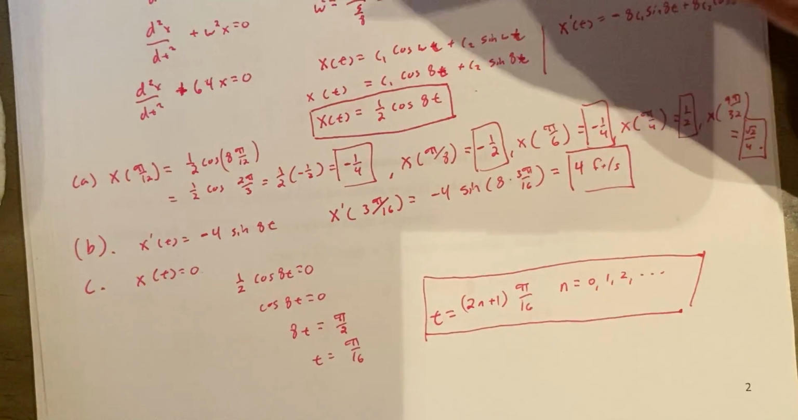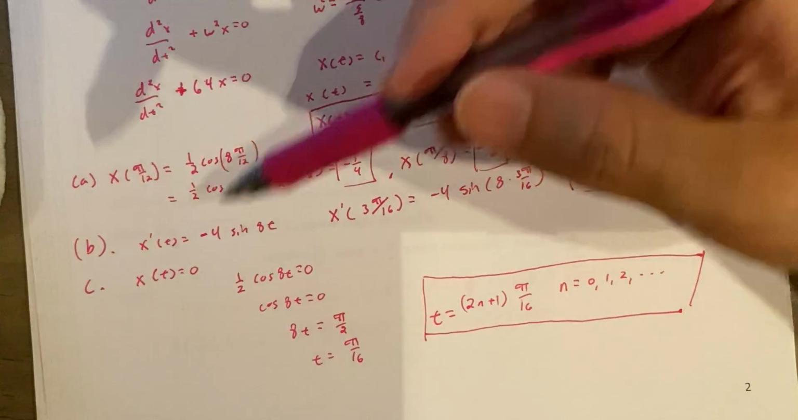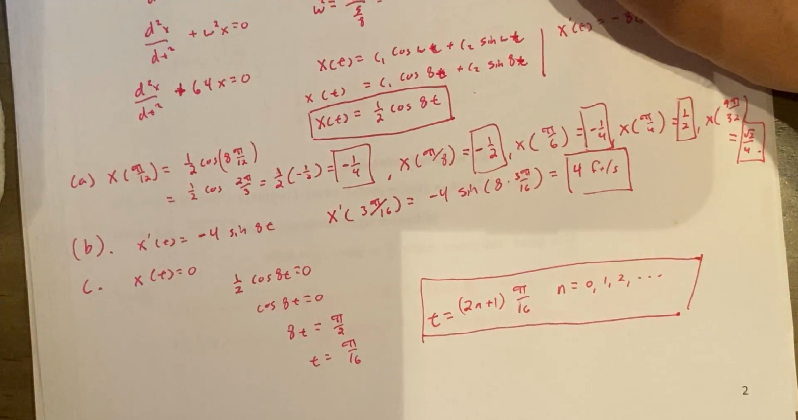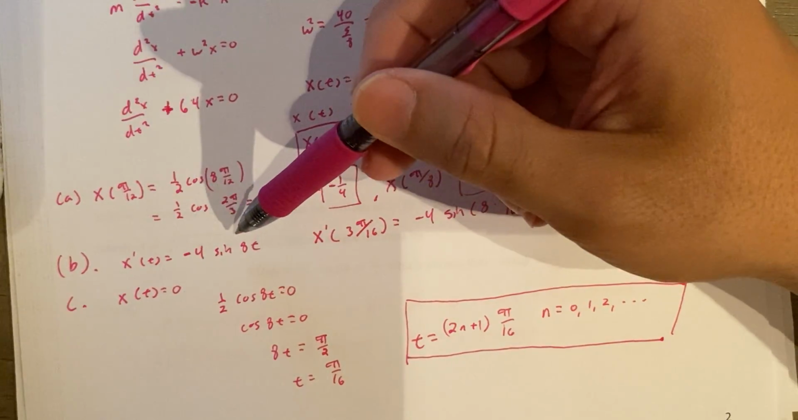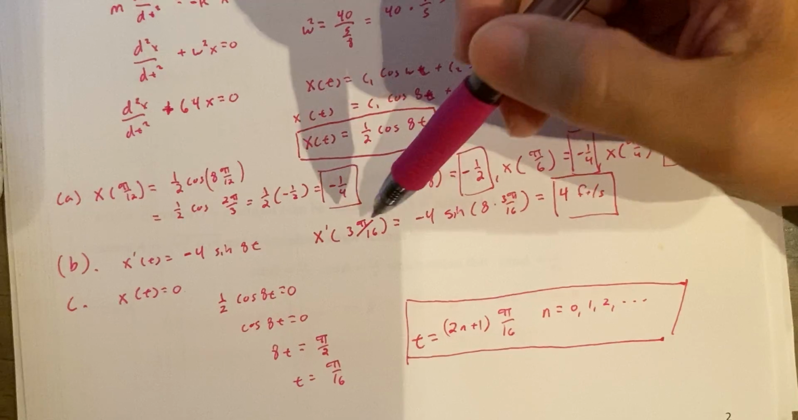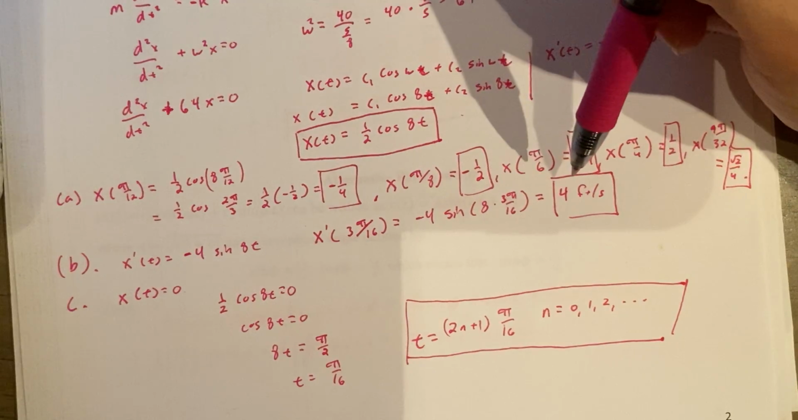Now, for b, what we want to do is find the velocity of the mass when t equals 3 pi over 16 seconds, and in which direction is the mass heading at this instant? So we're just going to take the derivative to find the velocity. The derivative of our position function is x prime of t equals negative 4 sine of 8t. We're going to substitute in our time now, which is 3 pi over 16. When we plug that in, we're going to get 4 feet per second.